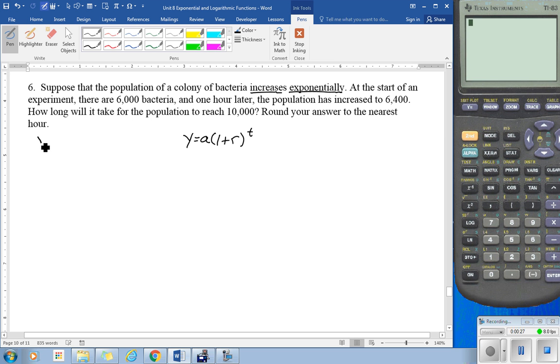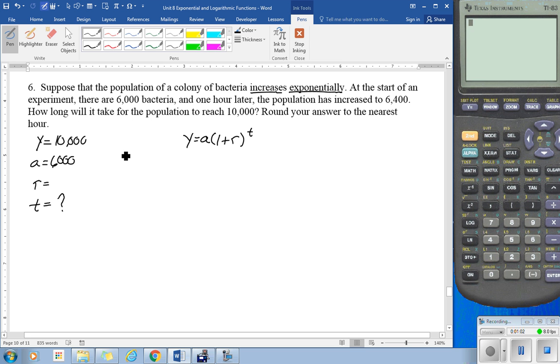So it's y equals a times 1 plus r to the t power. As we read the rest of the problem, let's see if we can identify and pick out some of these other values, and then we'll plug them in and solve from there. At the start of an experiment, there were 6,000 bacteria. So that's going to be our initial amount, 6,000. And 1 hour later, the population has increased to 6,400. Careful, that's not y yet. How long will it take for the population to reach 10,000? There's our y, our future amount, 10,000. And then we want to figure out how long. So that's our unknown. Round your answer to the nearest hour.